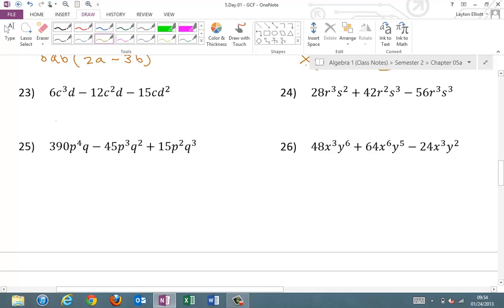We're just going to go kind of quick here. So coming back to us, 6, 12, and 15, take out a 3. C cubed, C squared, and C, take out a C. D squared, take out a D. And we'd be left with 2C squared minus 4C minus 5D.